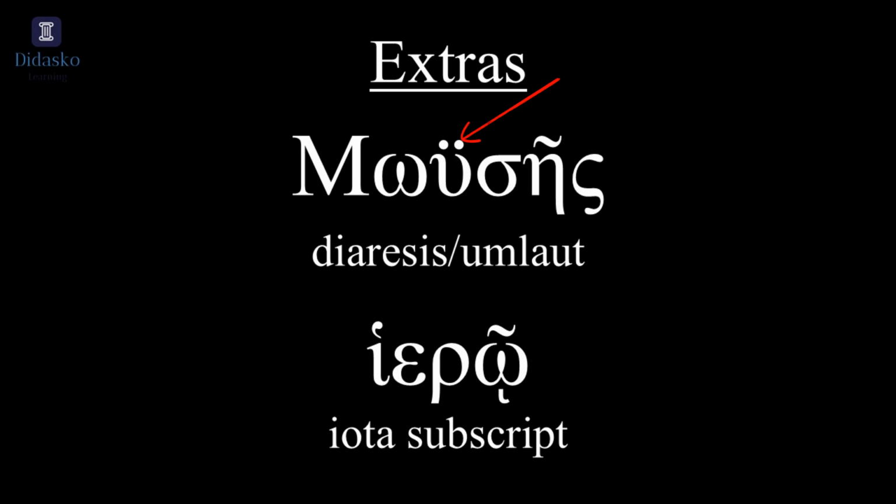The most common example is probably the word naive. So you don't pronounce it knave, you pronounce it naive, and that little diaeresis or umlaut is there to tell you that. So this word is mooses, which is the transliteration of the Hebrew Moses.